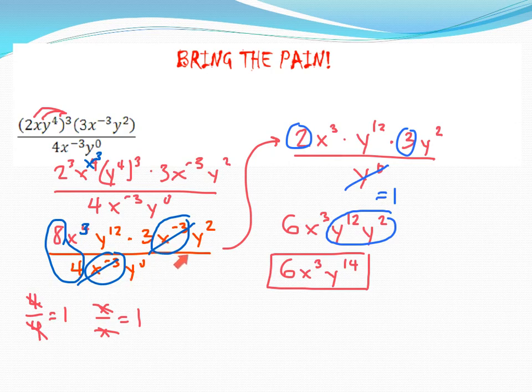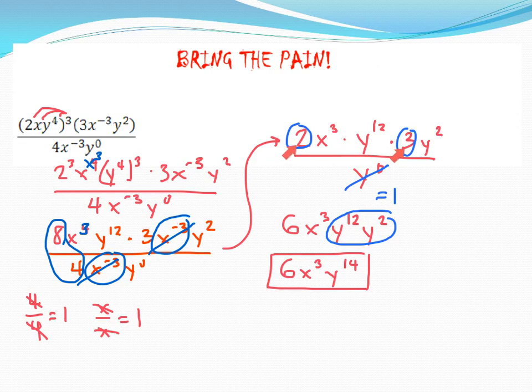Okay, then I also simplified. 8 over 4 is 2. So I rewrote that over here. 8 divided by 4 gave me the 2. I had x to the 3rd, y to the 12th. And then I had 3y squared left over. And on bottom, all I had left was y to the 0th power. So here's what I simplified next. Y to the 0, well, that's just 1. So really my denominator is 1, so I don't have to write this as a fraction anymore.